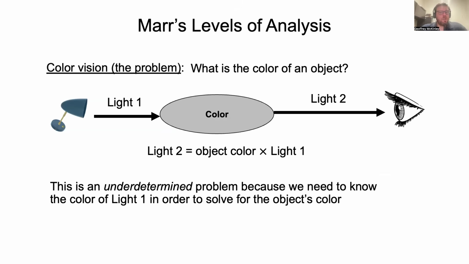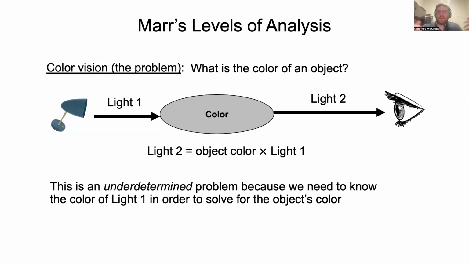And so for this reason, we call this an underdetermined problem, right? This is because we don't have enough information that would allow us to determine the color of the object. If you think of light two as a combination of the object's color multiplied by the illuminant, which is light one, it's just like solving the problem of x times y equals 48, solving for x. We can't solve for x, right? It could be that x is 3 and y is 16, or it could be that x is 2 and y is 24. These are all possible values of x and y.